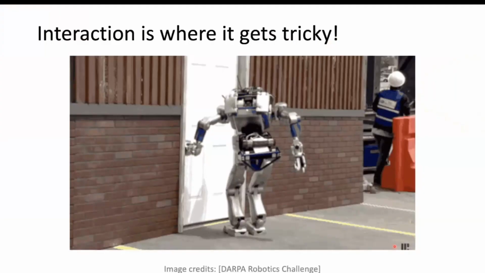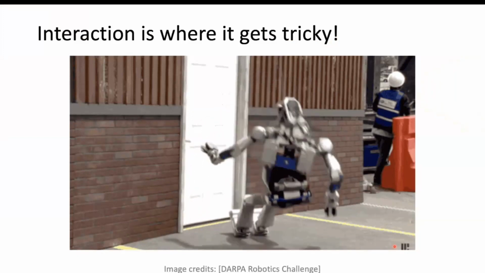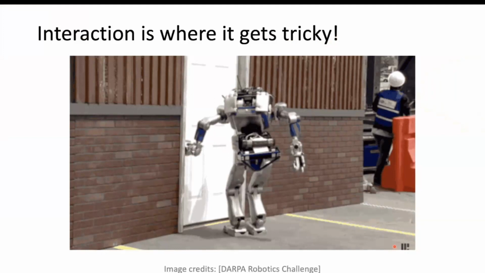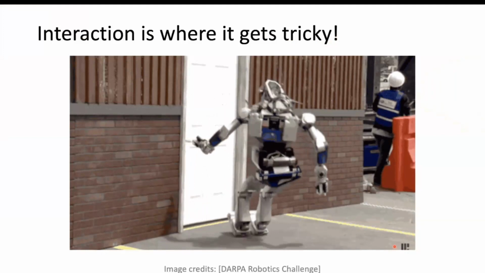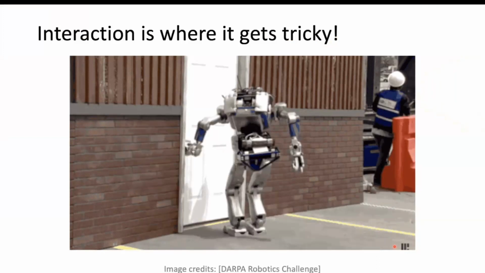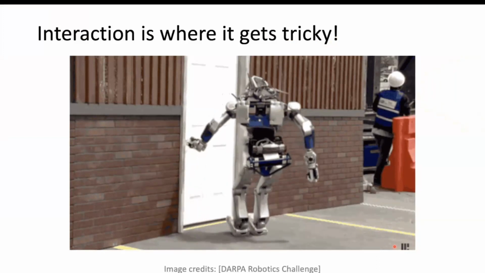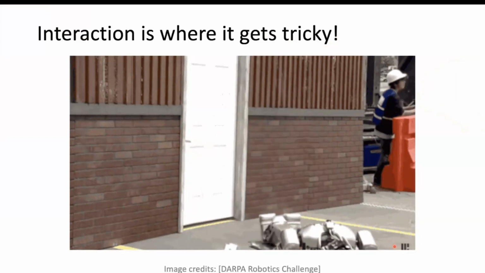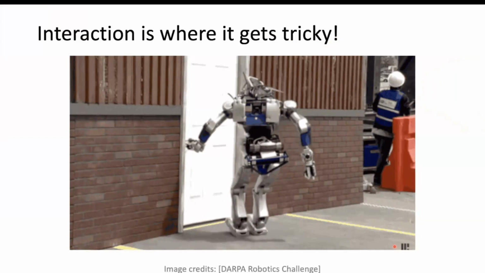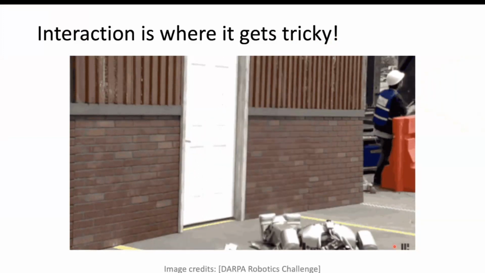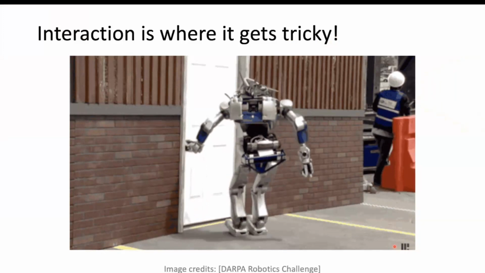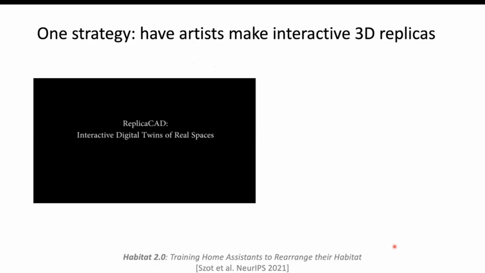And this stands in stark contrast with an earlier point that interaction is really important, and interaction is really where it gets tricky, right? As this video clip from the DARPA Robotics Challenge shows, opening a door in the real world, that's pretty challenging. Perhaps far more challenging than reliably navigating through free space. So how do we study this set of problems that involve interaction with simulation?